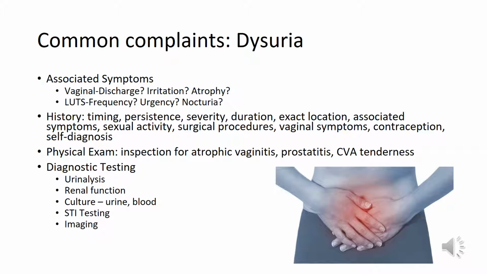It is important to obtain a thorough history and also to complete a physical exam of the vagina if atrophic vaginitis is suspected, a DRE or digital rectal exam if prostatitis is suspected, and evaluate for CVA tenderness if pyelo is suspected. Diagnostic testing for dysuria includes a urinalysis and possibly a urine culture, renal function test, blood cultures, STI testing, and possible imaging.